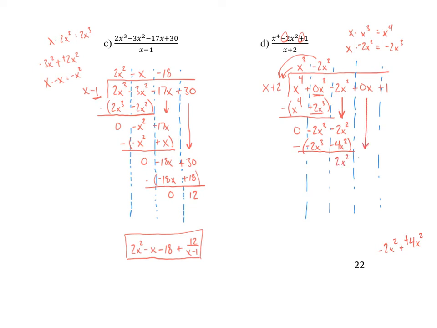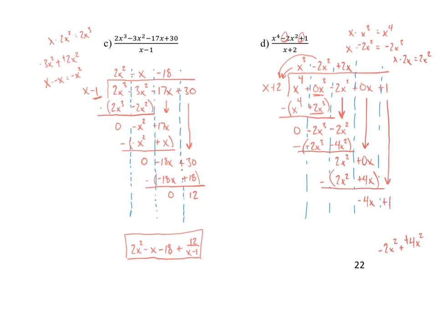Bring down the plus 0x. X goes into 2x squared. X times what equals 2x squared? That's going to be 2x. So plus 2x. 2x times x is 2x squared. 2x times 2 is 4x. Now I have to subtract. That's going to give me negative 4x. Bring down the 1.